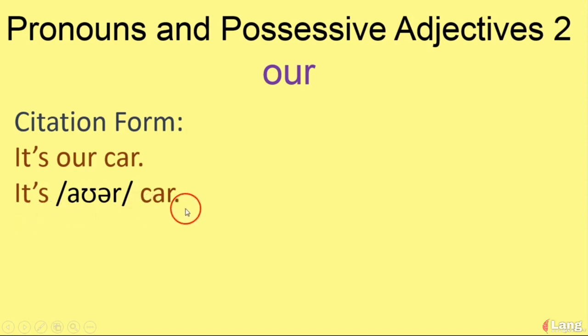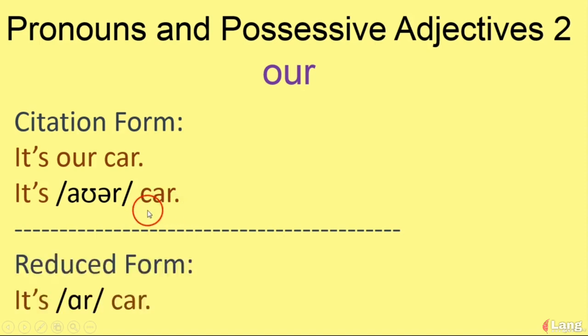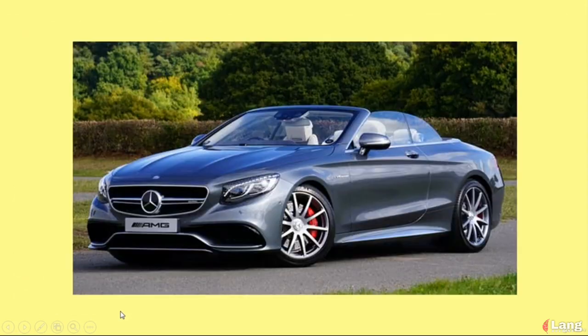It's our car. But in reduced form, we don't say our. We reduce it to ar. And we say, it's our car. It's our car. So repeat after me. It's our car.